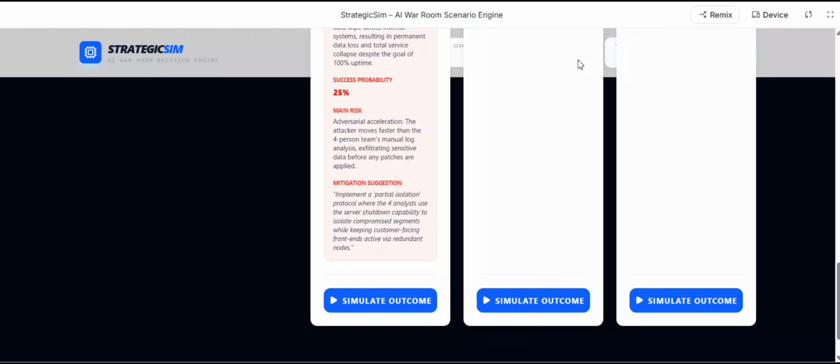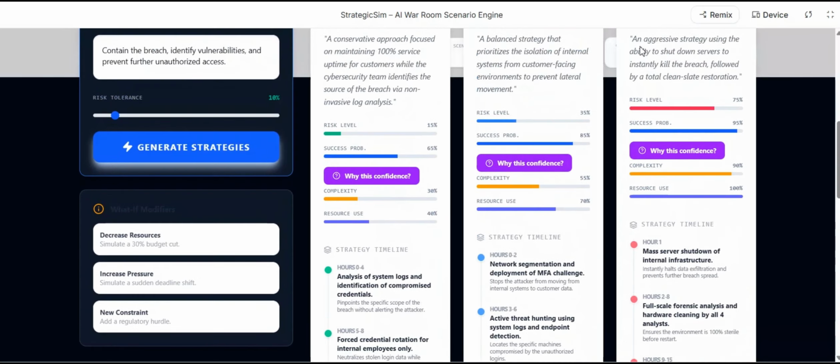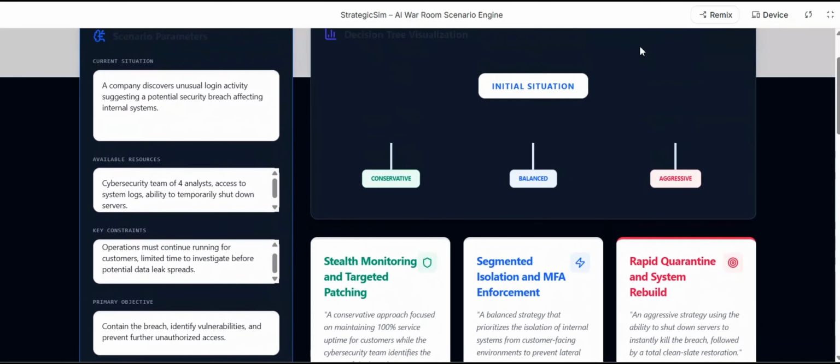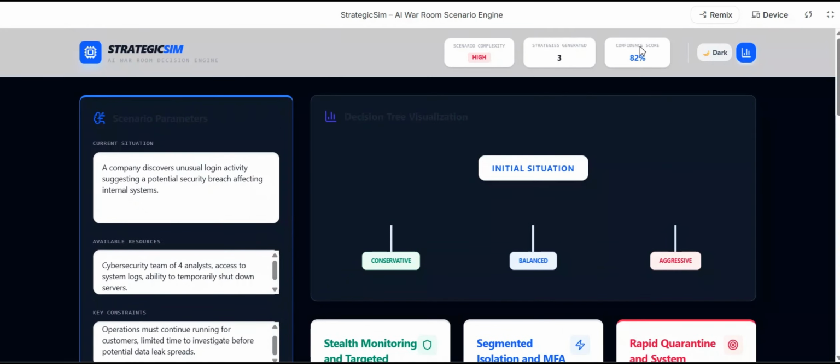And in conclusion, this prototype demonstrates how AI can support high pressure strategic environments by bringing clarity, structure, and adaptability to complex crisis situations. And the goal here is to not replace human decision making but to enhance it.